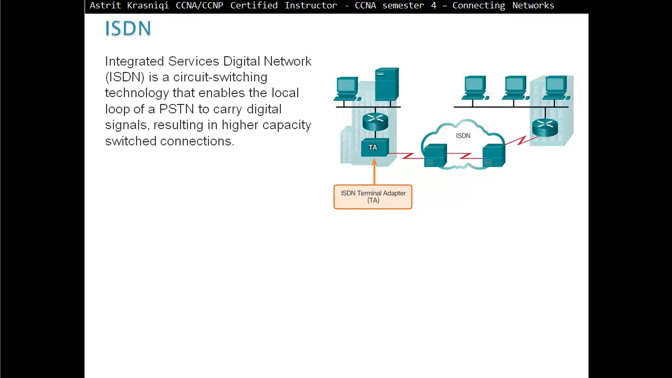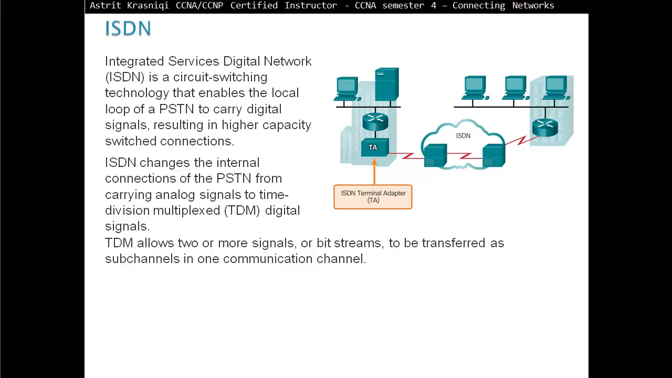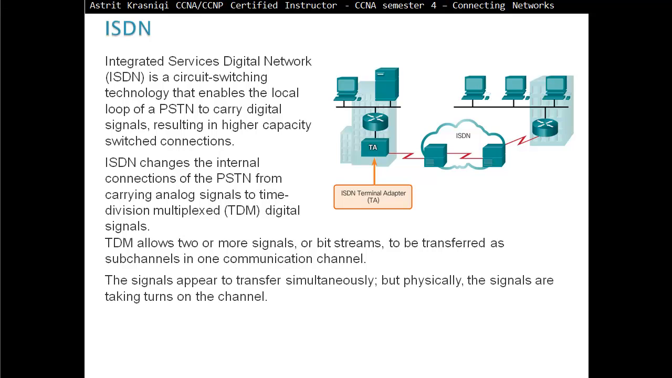ISDN, Integrated Services Digital Network, is a circuit switching technology that enables the local loop of the PSTN to carry digital signals, resulting in higher capacity switched connections. ISDN changes the internal connections of the PSTN from carrying analog signals to time division multiplexing, TDM, digital signals. TDM allows two or more signals or bit streams to be transferred as subchannels in one communication channel. The signals appear to transfer simultaneously, but physically the signals are taking turns on the channel.